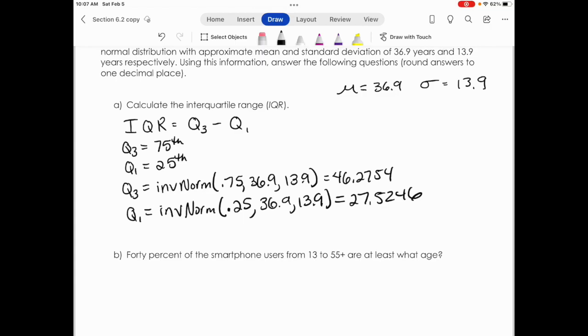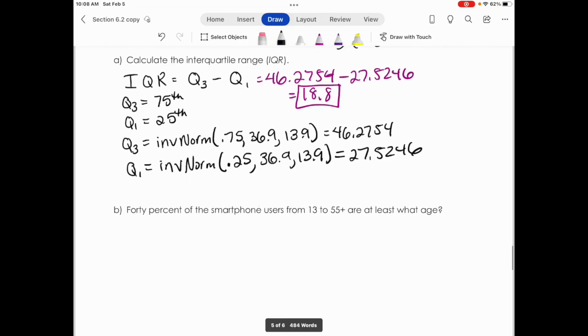27.5246. So now that we have our Q3 and our Q1, we can find our interquartile range. So I'm going to take 46.2754, and I'm going to subtract 27.5246. When I do that, that gives me 18.8. So the range of our middle 50% of values is 18.8.